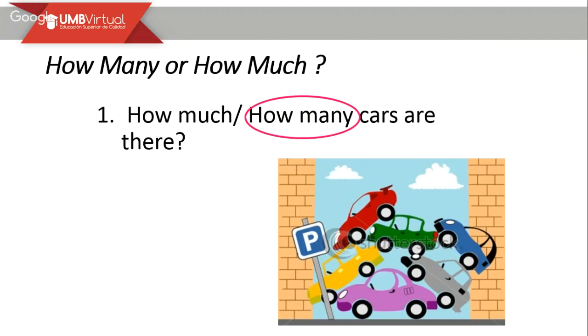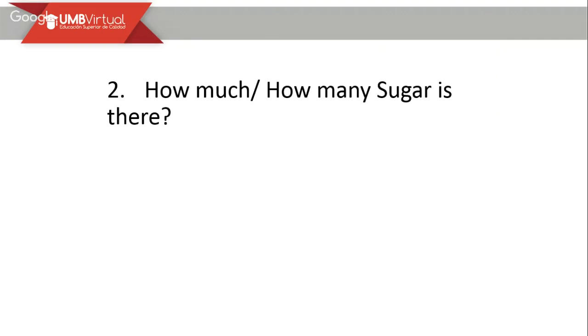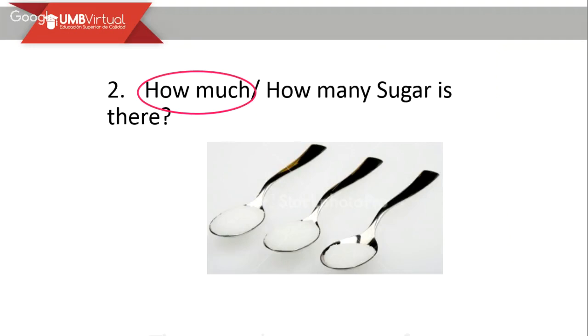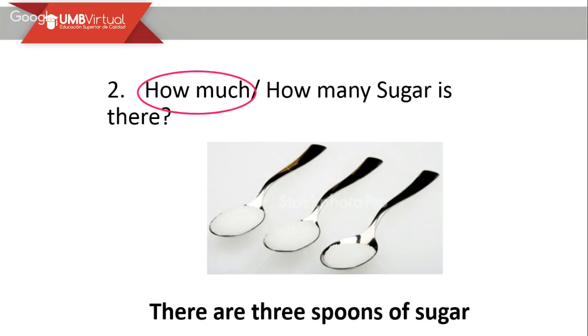So how many? Let's count them. Oh, we say there are six. Yeah, of course. So let's see, there are six cars, okay? There is according to it. How much? No, no lo podemos utilizar porque no estamos hablando de nada incontable. The next one. How much or how many sugar is there? Ok, ¿cuál es la opción correcta? The first one, the second one, el azúcar. ¿Incontable o contable? Incontable. Por esto vamos a utilizar el how much. Okay, there are 3 spoons of sugar. Yeah, right there. Entonces, ¿cuánto azúcar tenemos?